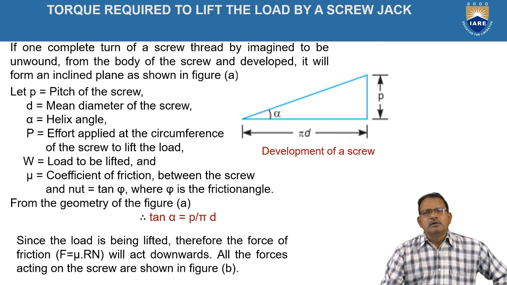Let d be the diameter of the screw, alpha the helix angle, P the effort applied at the circumference of the screw for lifting the load, W the load to be lifted, and mu the coefficient of friction between the screw and nut. Hence, according to the relations, mu equals tan phi, where mu is the coefficient of friction and phi is the friction angle. From the figure, tan alpha equals small p divided by pi d, where small p is the pitch of the screw and d is the diameter of the screw.